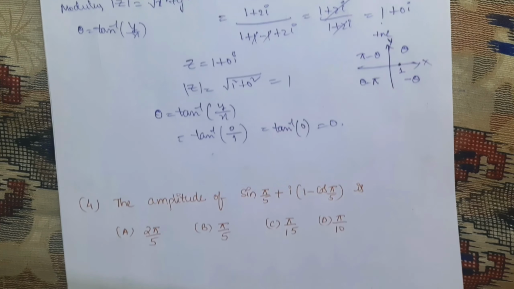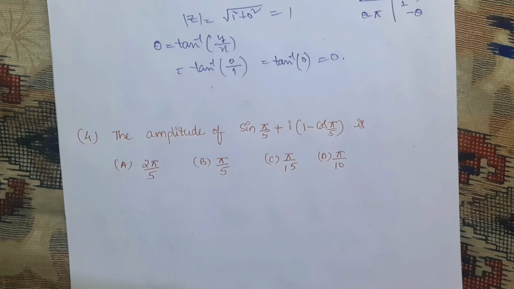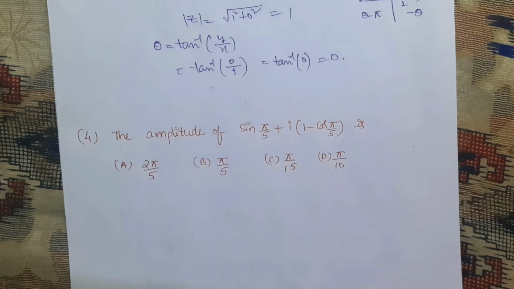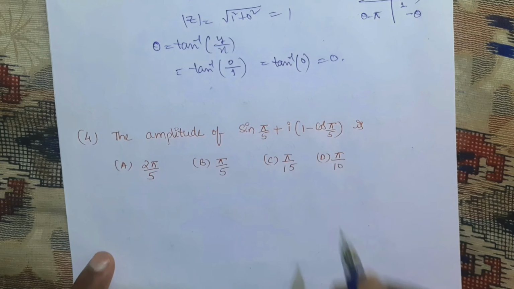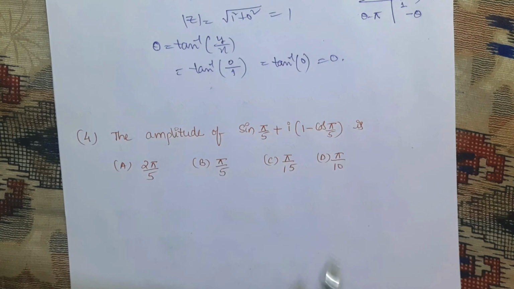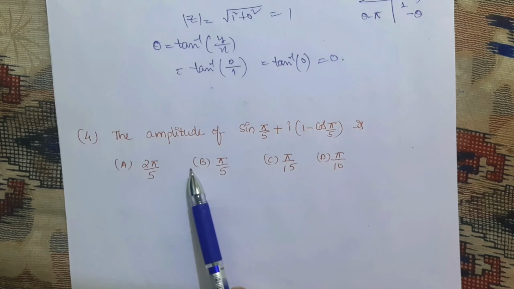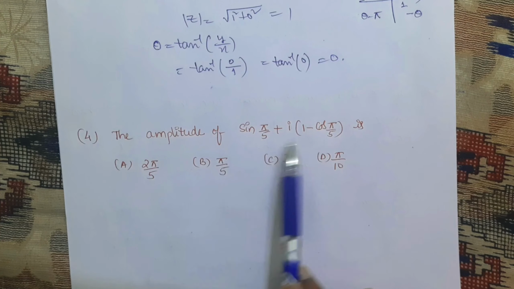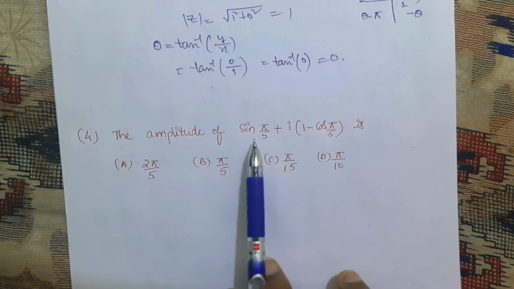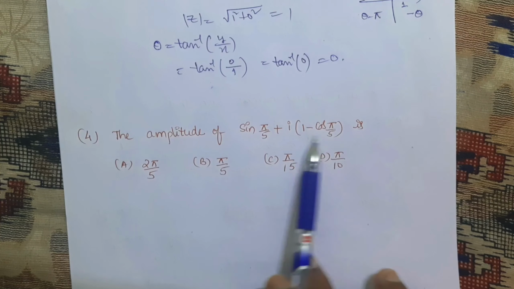Next, the fourth one. The amplitude of sine pi by 5 plus i into 1 minus cos pi by 5. You know amplitude? Amplitude means theta we need to find. See, here you may consider that pi by 5 is there, here pi by 5 is there, directly we can write it as pi by 5. No. So this is not in proper form. First we need to convert. Why? Because here the angle varies. Here sin pi by 5 is there, here 1 minus cos pi by 5.